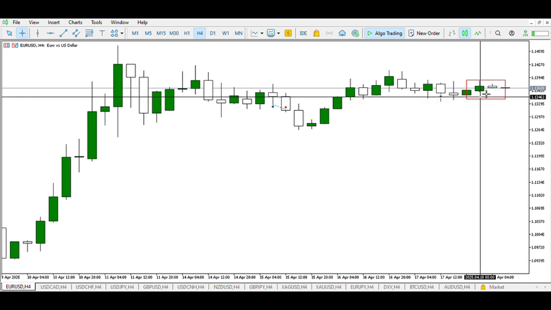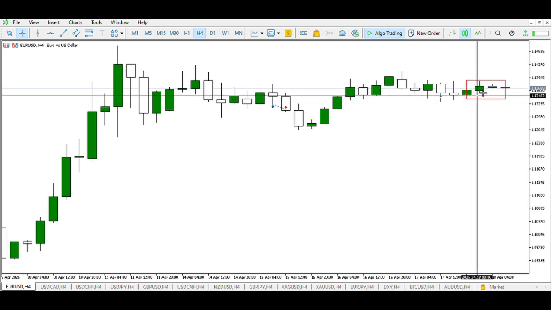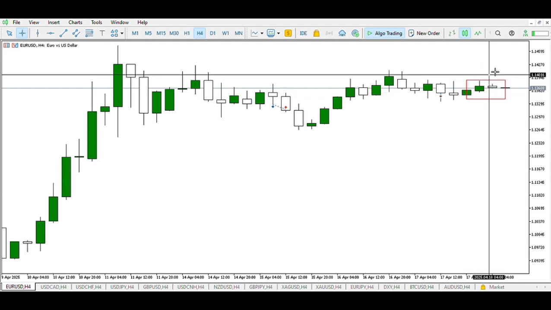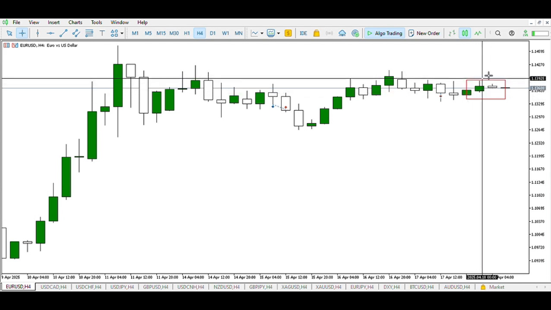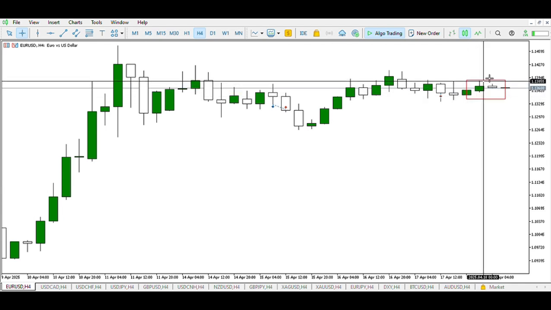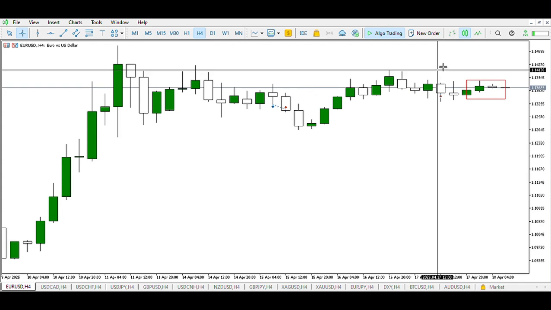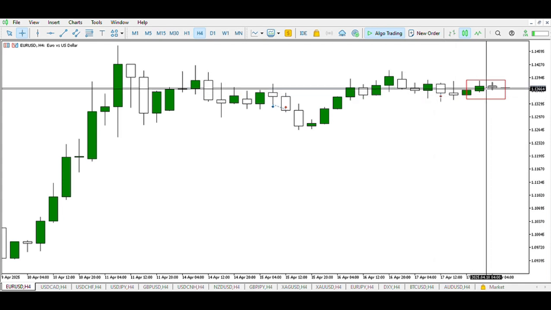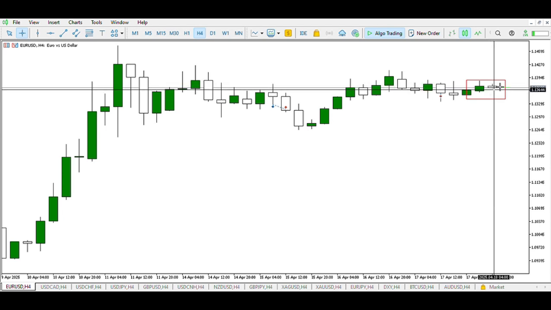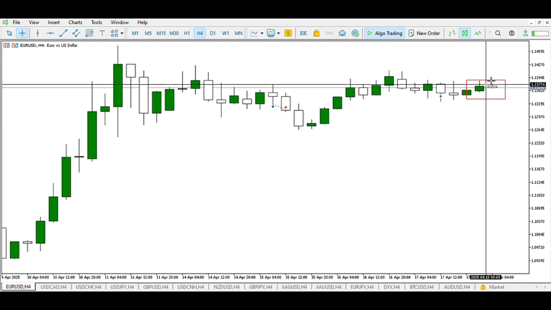On Euro USD at the opening of the Asian session, we can see a buy candle, meaning that buyers are attempting to push the price up. However, they failed to break the high of yesterday, and in the second half of the Asian session, we can see the sellers attempting to push price down, but they failed to break the low of the day, and price is in a range.